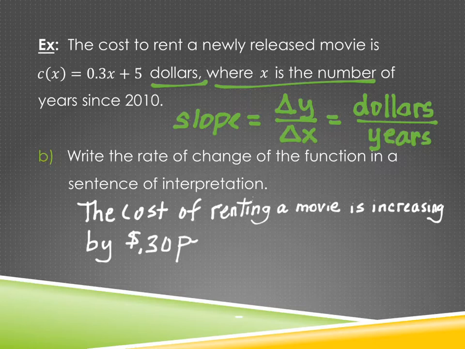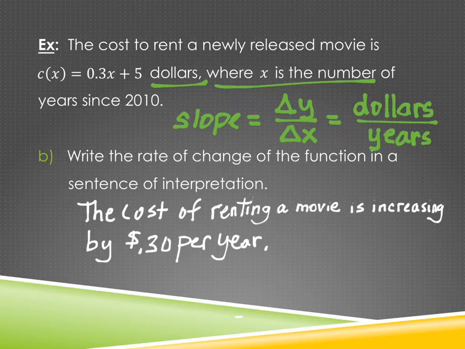Right? So the idea is that if this year it's $1, next year it's $1.30, and the next year it's $1.60, and the next year it's $1.90. That's what that's saying. Increasing 30 cents per year. That's it. You're giving an interpretation for what the slope means. The slope is telling you how the output is changing compared to the input. The output here is dollars, the input's years, so it's increasing by 30 cents per year.